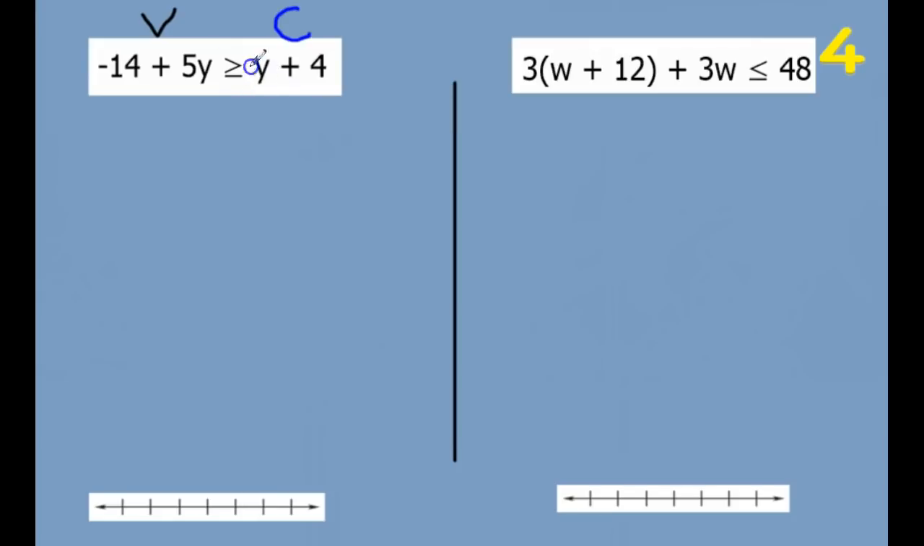So we need to get our variables over to the variable side. This y is positive, so we need to subtract y to get it to the other side. Subtract y. Now we're only going to subtract y from the 5y because they both have y's on them. So 5y minus y gives us 4y.